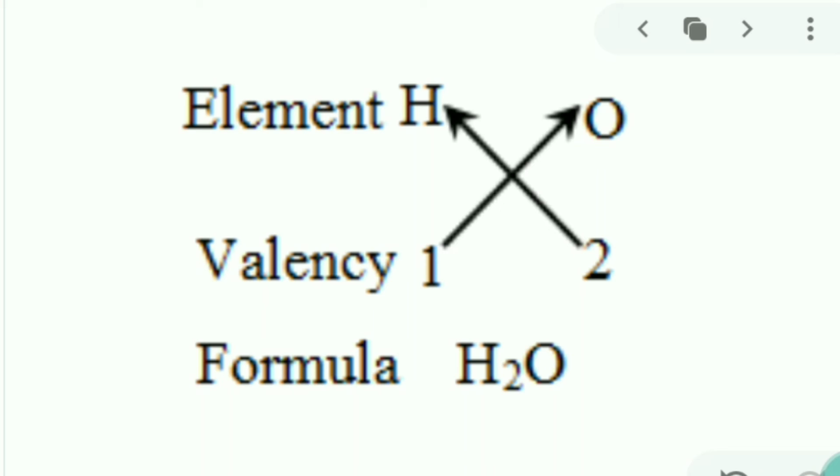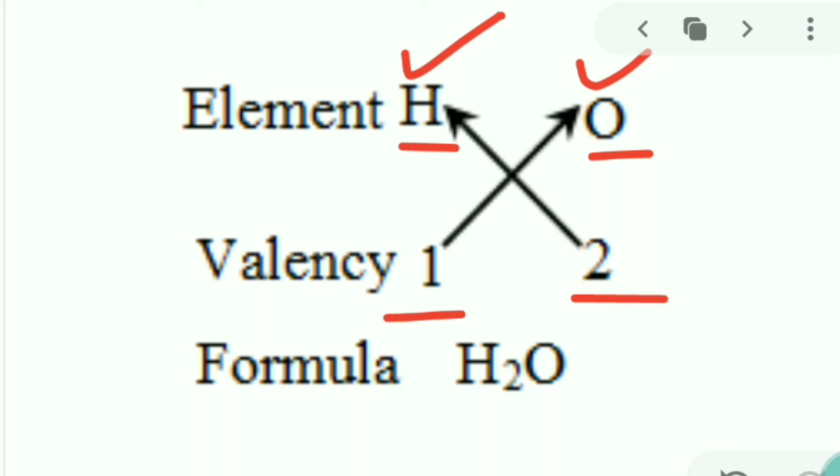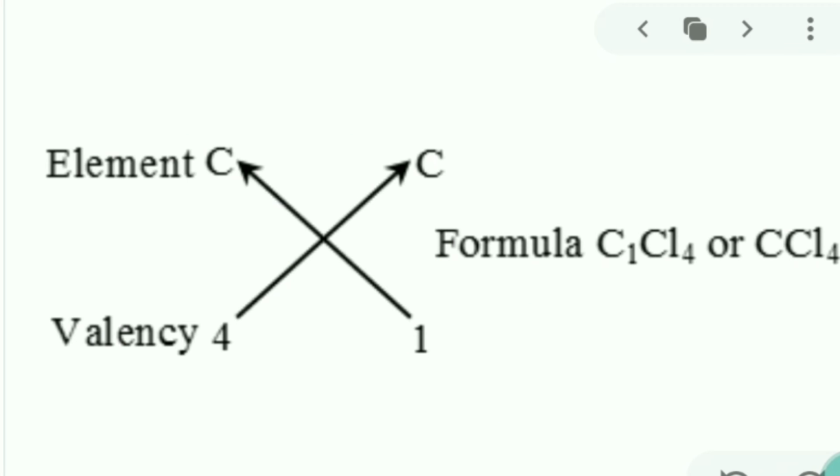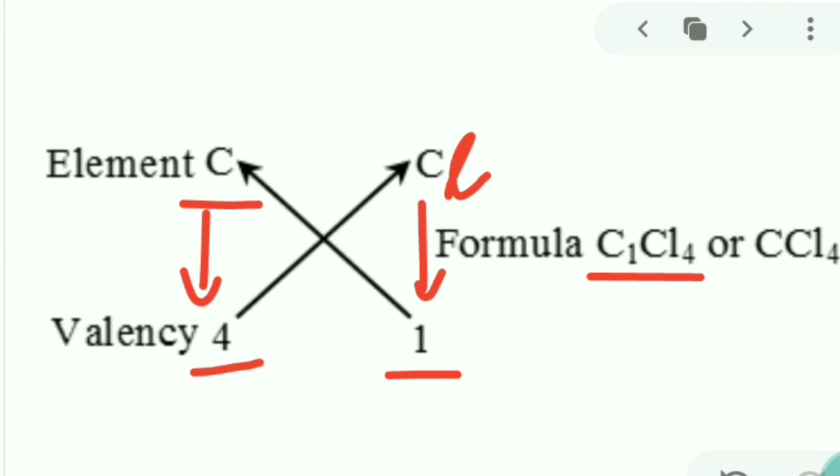Further, talking about hydrogen oxide. The valency of hydrogen is 1, oxygen is 2. Hydrogen is our cation, oxygen is our anion. Combining, we get water. H has taken the valency of oxygen and oxygen has taken the valency of hydrogen. H2O is the formula. Next, carbon tetrachloride. Now students, you might be thinking what is carbon tetrachloride? Do not get confused. Just think about the elements present, carbon and chlorine. If you are confused about what is the cation and what is the anion, just think, whichever comes first is the cation. Carbon is first, so carbon is our cation and chlorine comes later, so it is our anion. We'll write their valencies: C valency is 4 and chlorine valency is 1. We crisscross and get C1Cl4. There's no need to write 1, so we write CCl4.